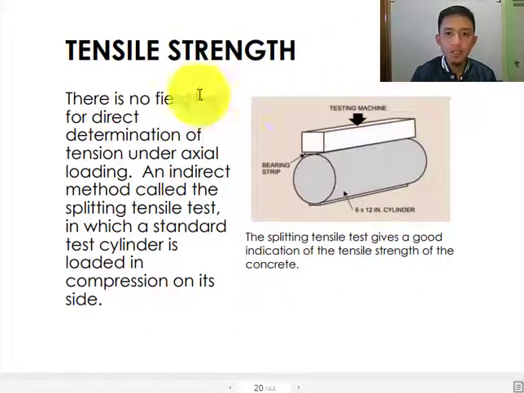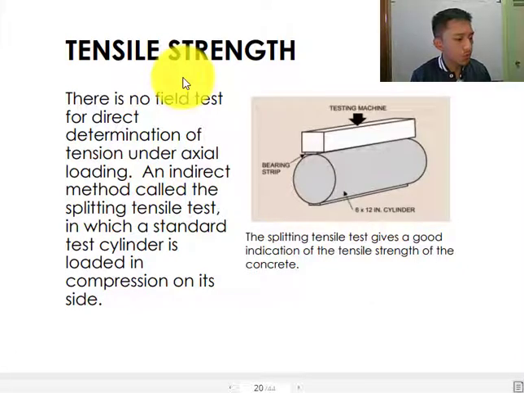Tensile strength. How are we going to measure tensile strength? That is the opposite of compression. But if you compare the compressive strength of a concrete with its tensile strength, the gap is very, very big. Concrete is known to be very strong in compression, in carrying loads by compression. But for tensile, it is very, very weak.